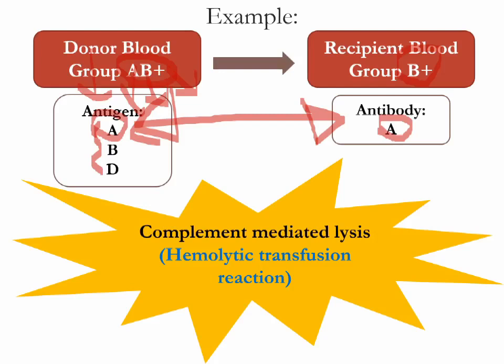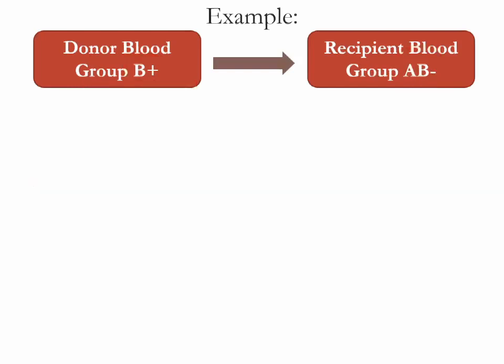And of course, the lysis will occur to the donor red blood cells, and this will lead to the formation of degradation products, which will cause an overload on your liver and on your spleen, and that might lead to this. So both bloods are not compatible. Let's take another example. If the donor blood is group B positive and the recipient is group AB negative, are they compatible or not?